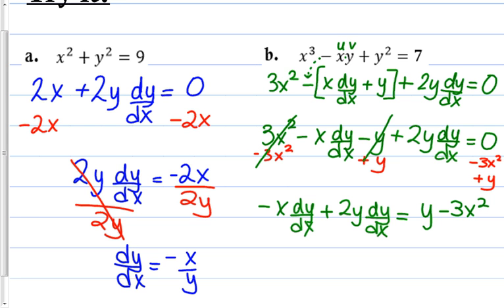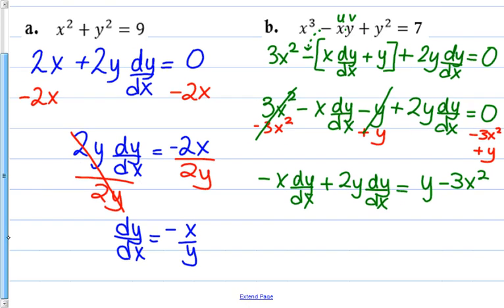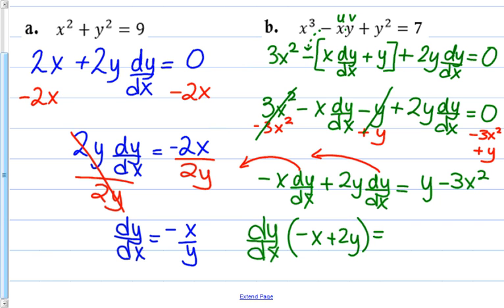Okay, isolate the dy/dx's. So I'm going to factor them out. I'm going to factor this out, and I'm going to factor that out. So I have 1 dy/dx out in the front, and in the parentheses I have negative x plus 2y, and that should equal the y minus 3x squared.